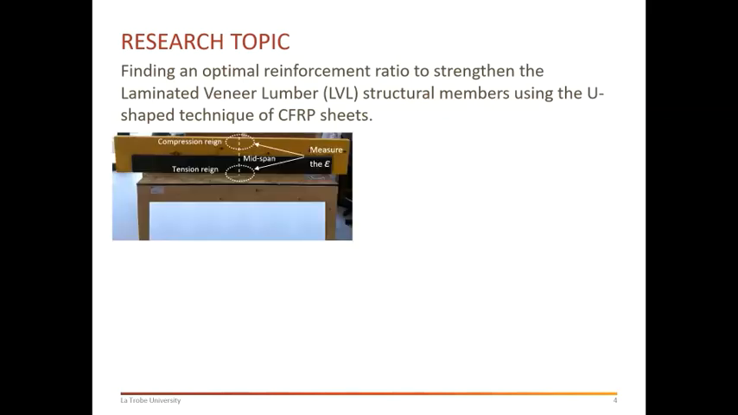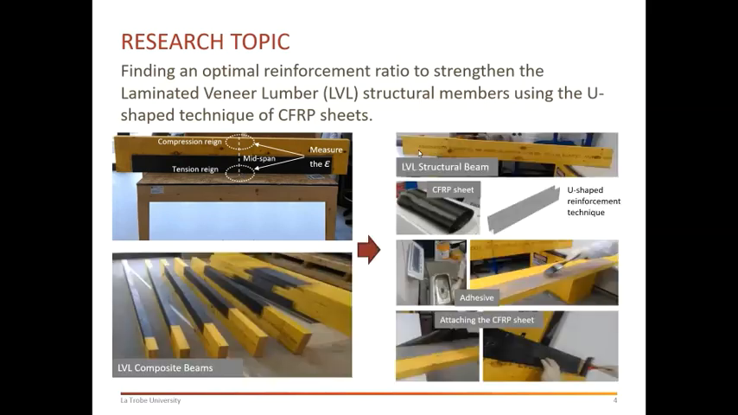So in order to understand the behavior of the timber composite beam, we need to measure the deflection, and we need to measure the strain and stress at these weak points. This is the structural beam, this is the carbon fiber reinforcement polymer sheet, and this is the reinforcement technique used in this research project. And here is the application of the adhesive, and the last step is attaching the carbon fiber reinforcement polymer and developing a timber composite beam.